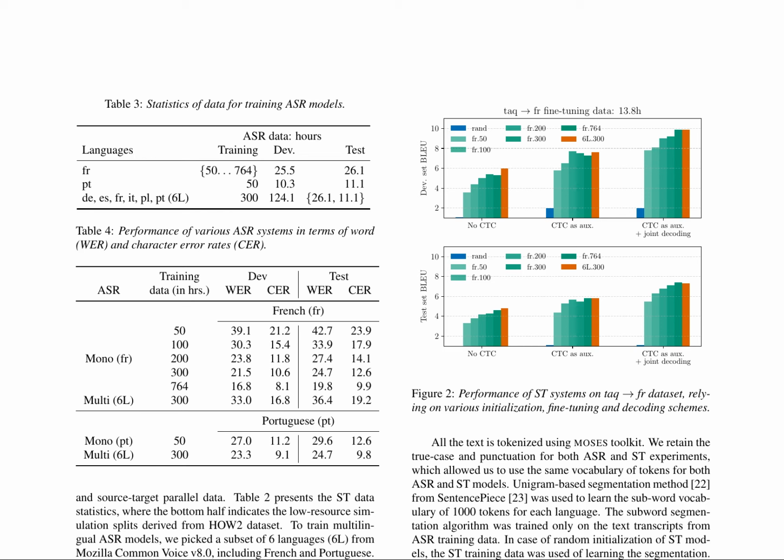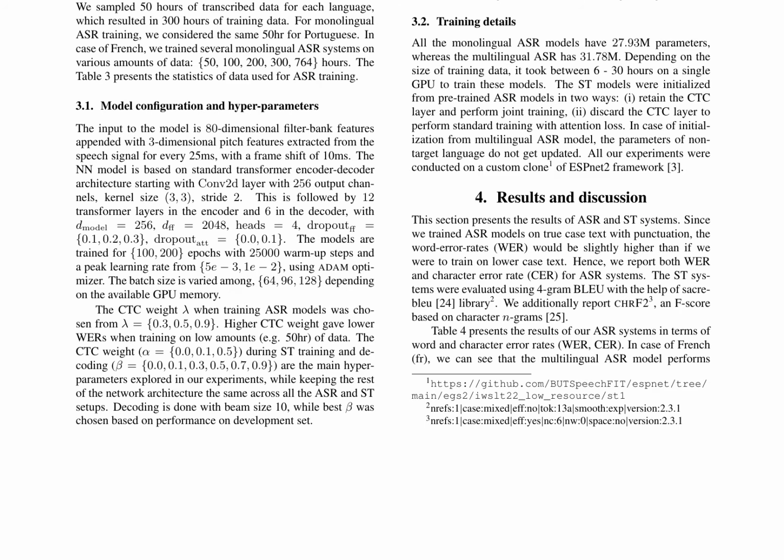The statistics of data used for ASR model training are provided in Table 3, covering both monolingual and multilingual setups. Table 4 showcases the performance of various ASR systems in terms of WER and CER. Notably, the multilingual ASR model outperforms monolingual models for French, particularly when trained on larger amounts of data. The impact of connectionist temporal classification (CTC) weights is also explored, revealing that higher CTC weights result in lower WERs when training on low amounts of data.